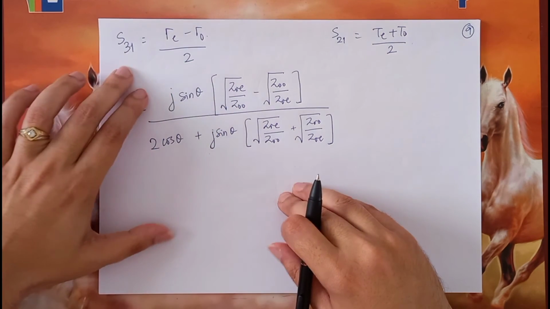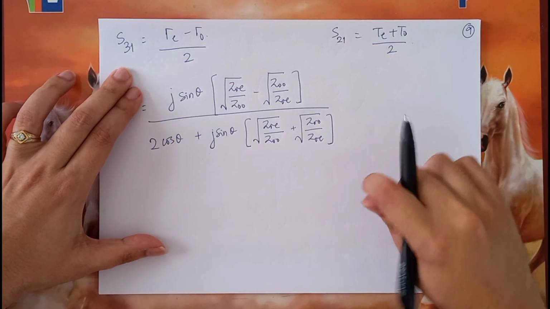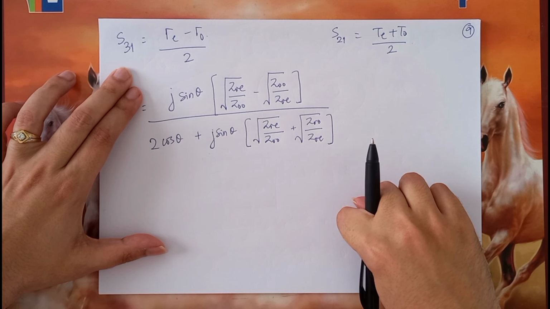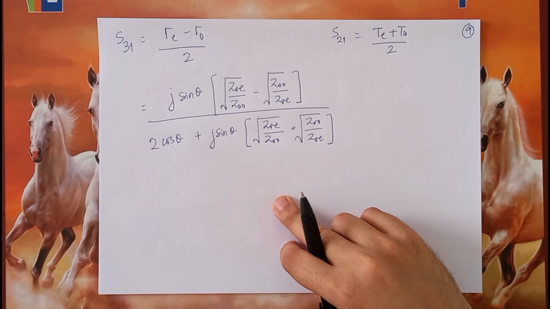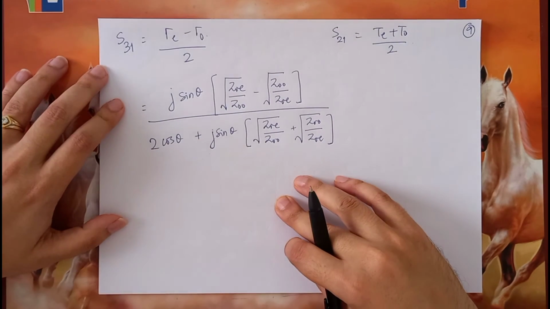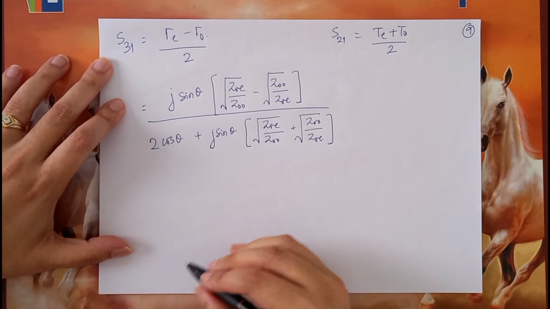Or why of theta? Because theta is the variable. Usually these Z0E and Z0O are pre-decided. So what we are seeing essentially is that S31 is a function of theta.